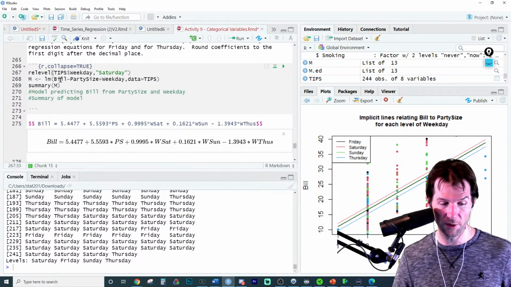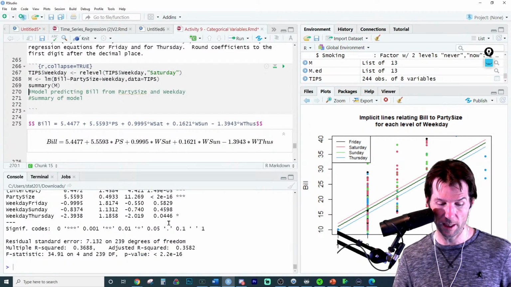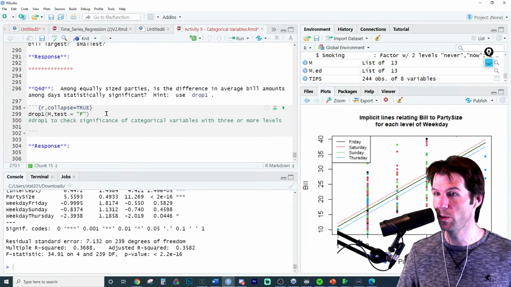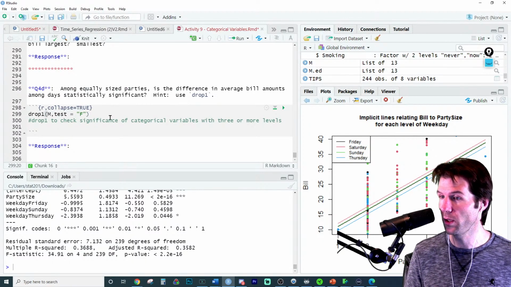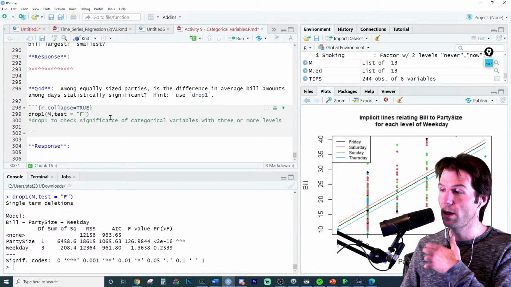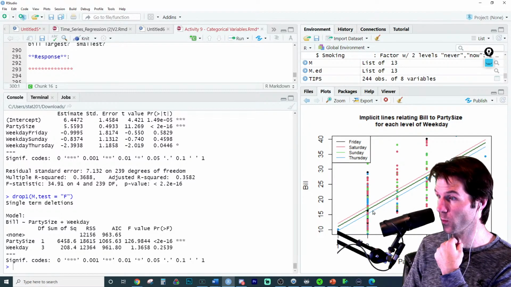So we're going to re-level this. We're going to go to tips weekday. This is not something we generally do, but we can reassign the reference level. And now Thursday is statistically significant because it's the most different from Saturday. But the thing is, when we rerun the partial F down here, the p-value on the partial F for this model is still the same. So the p-values for the indicators are how different they are from the reference level.